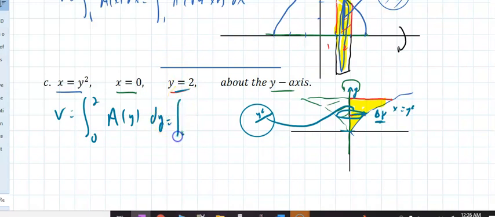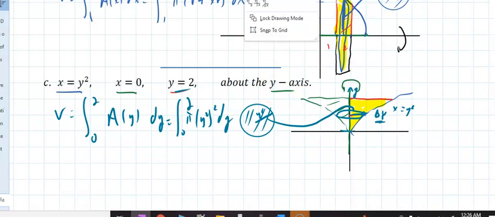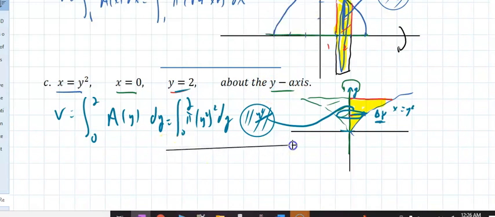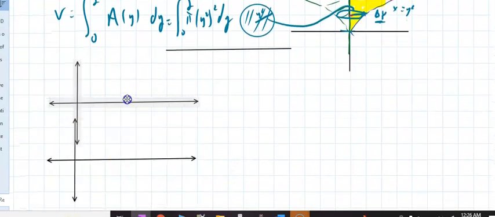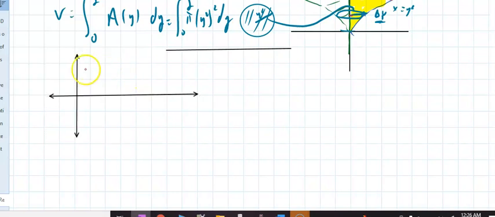And isn't that the integral from 0 to 2? And the area of this pretty much is pi times the radius squared dy. And there it is. You could do it in terms of x, you could do it in terms of y. It always gives you the same volume. Normally one direction is easier than the other, but that's not always the case.